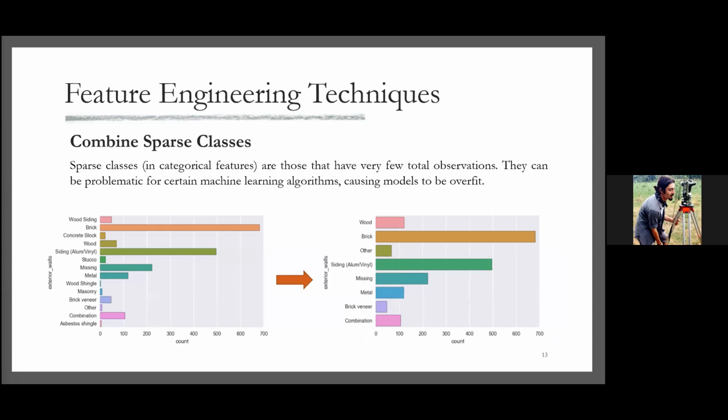Or we can combine the sparse classes. So in here, the y-axis shows us the materials of exterior walls. So we had wood siding, wood, and also wood shingle. So we can put all the wood related materials in the wood section. And also there are some less used ones like concrete block, stucco, masonry, or asbestos. So we can put them into the other section. So instead of having 14 or 15 different classes, we are going to need only 8 or 7 classes in our data sets. So it can improve our accuracy and the time of training.